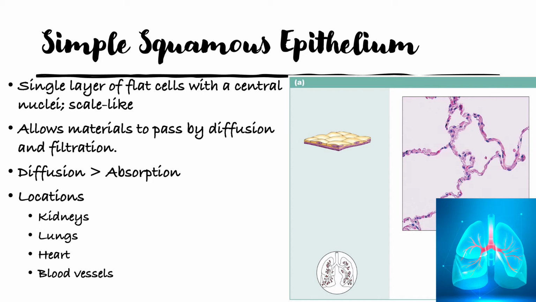And where do we see simple squamous epithelium? We're going to find it in the kidneys. I mentioned filtration. We're going to find it in the lungs, I just gave you an example of that, in the heart, and in blood vessels, because blood vessels have to exchange gases and carry nutrients.